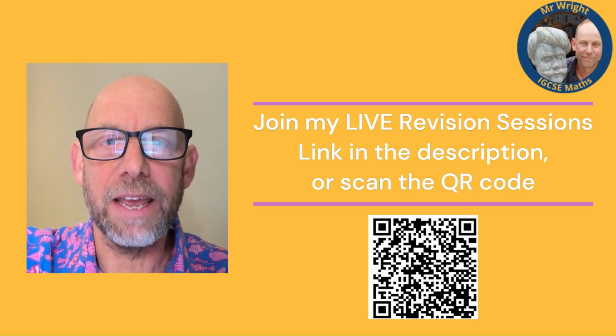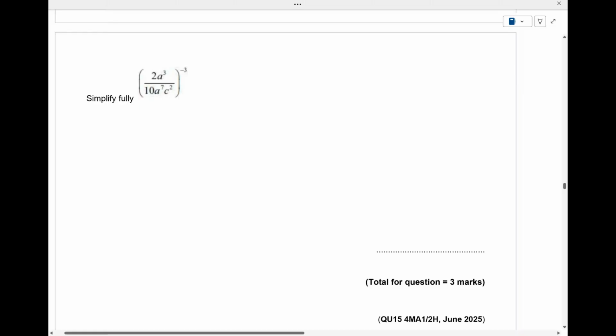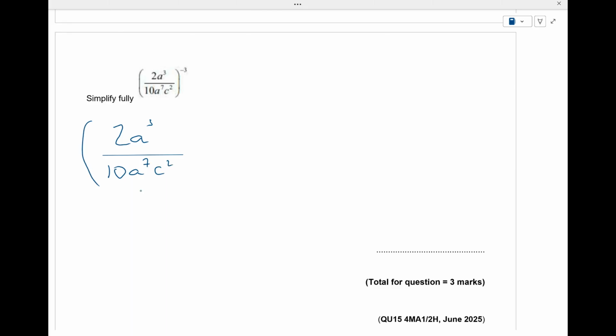Right, let's get on with today's question. Some algebra. I've got an algebraic fraction here, 2a cubed divided by 10a to the 7c squared. I always write these down because it gives me a chance to think about it as I write it down. And as I wrote that one down, I realised that both top and bottom had a common factor.